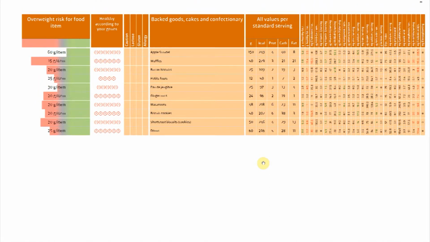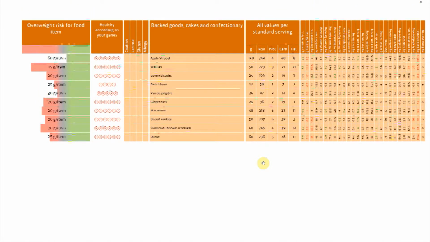So first of all, here you have different categories: baked goods, cakes, and confectionery. So here are the different types of food that all belong in this category. And for one thing, what is important for the weight management aspect, in case you have ordered this, you will see these bars here. These bars and these numbers will likely be different for you because they're based on your genes. They're all personalized. So what we find here is that apple strudel, as I've explained, has less weight gaining potential than waffles would.